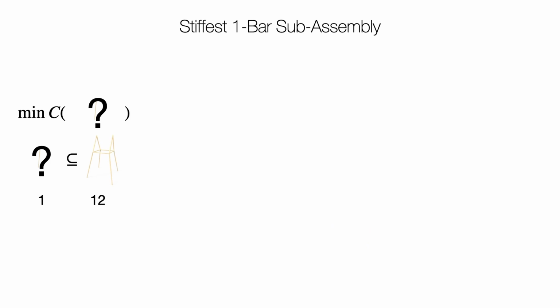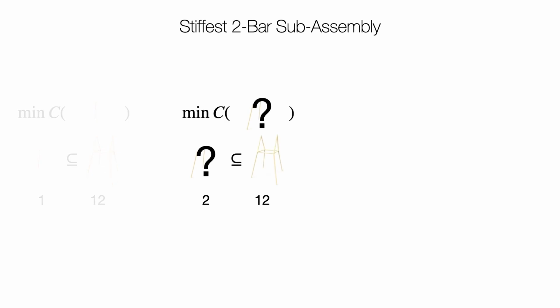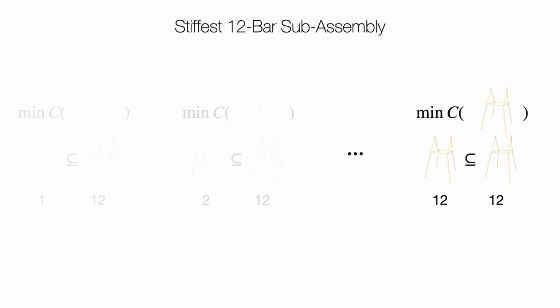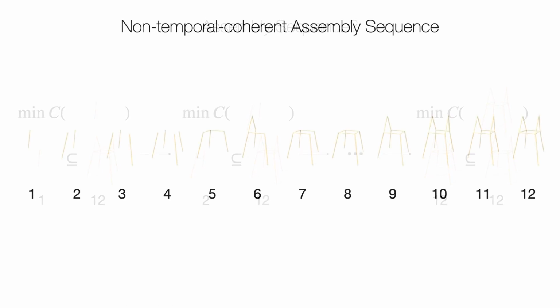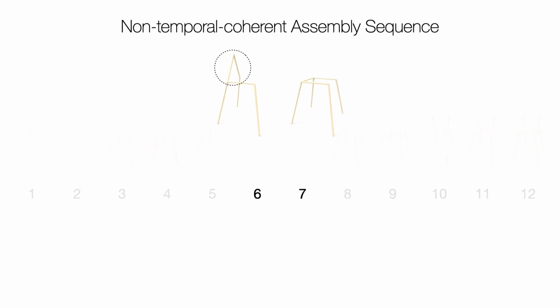Then, a simple idea for solving our sequence planning problem is first to find the stiffest 1 bar, 2 bars, until 12 bars subassembly. We then connect these subassemblies to form a sequence. However, this sequence is not temporally coherent. Bars that are in the previous steps can disappear in the following steps.